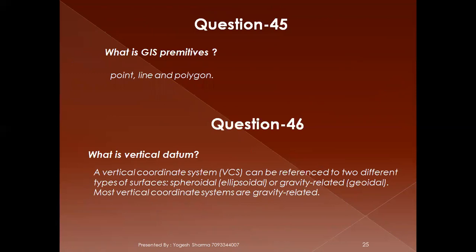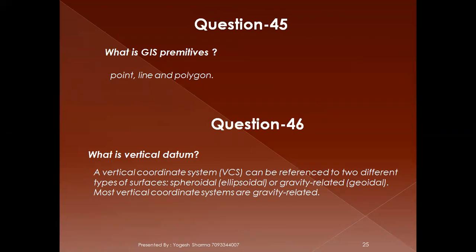What are primitives? In GIS, primitives are the geometries we use. These are the three primitive geometries we have: point, line, and polygon. Apart from that, there are many different types of geometries, like multi-line, multi-polygon, and multi-point, but the primitive geometries are point, line, and polygon.